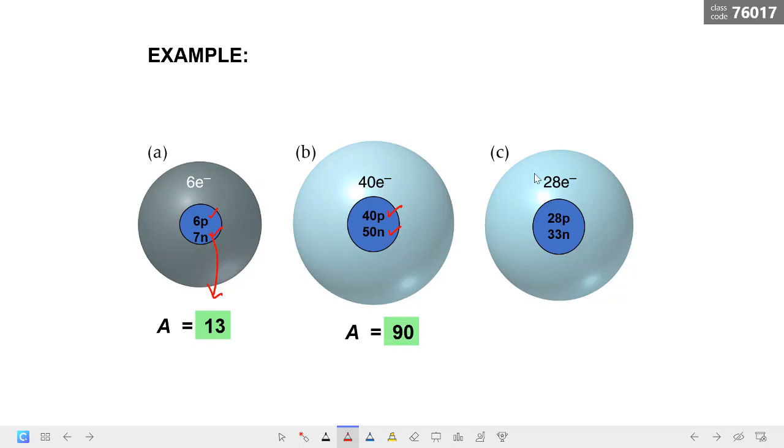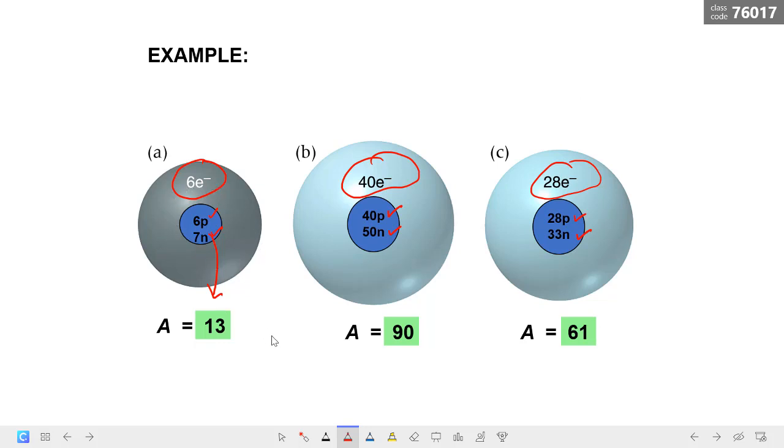Okay, and for the third example, we have 28 protons and 33 neutrons, so the nuclear number is 61. Okay. So kalau you lihat pada gambar rajah ini, kita ada electrons. Untuk contoh yang pertama, we have 6 electrons, 40 electrons for the second example and 28 electrons for the third example. Jadi elektronnya berada di mana?